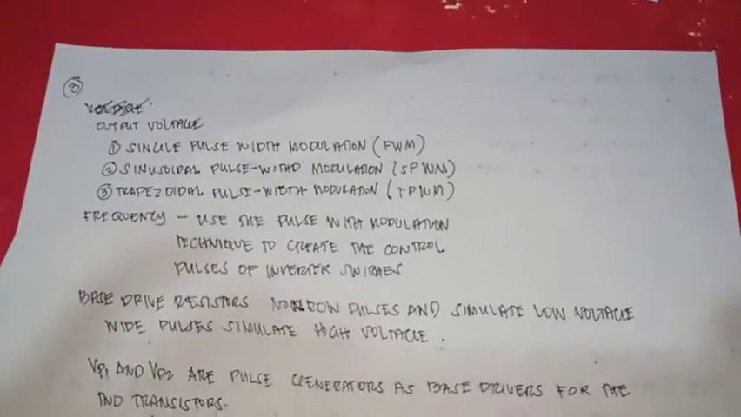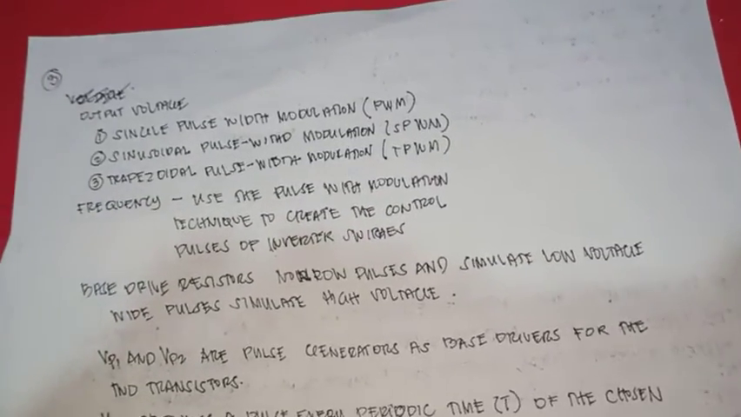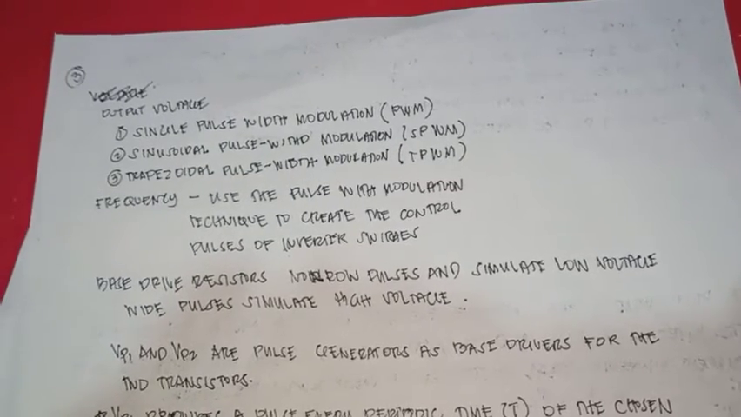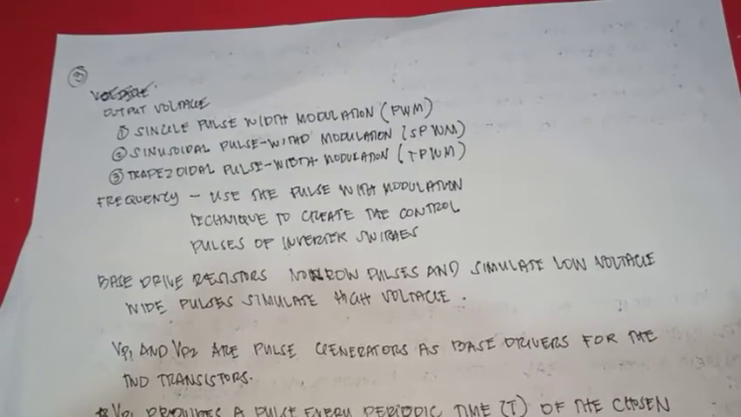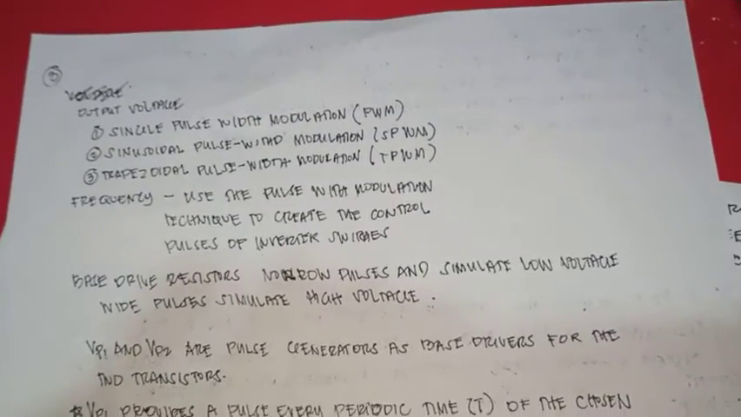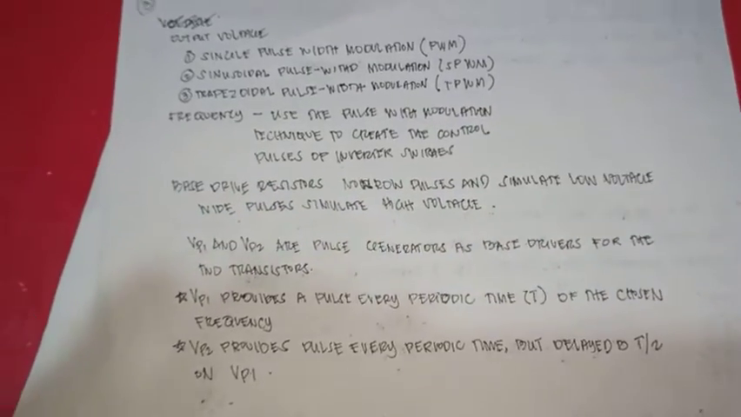For the output voltage, the techniques used are single pulse width modulation, sinusoidal pulse width modulation, and trapezoidal pulse width modulation. The frequency then uses the pulse width modulation technique to create controlled pulses for the inverter switches.